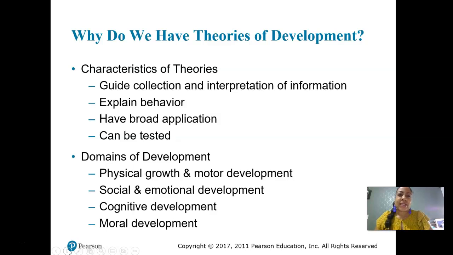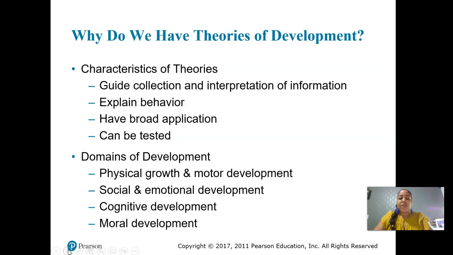Because remember, a theory is kind of a belief based on patterns and research. Is not necessarily a fact, but it's a way of thinking. It's a paradigm to think about things and to understand the world around us. So can we test that theory?